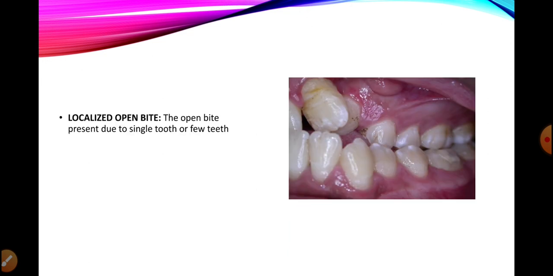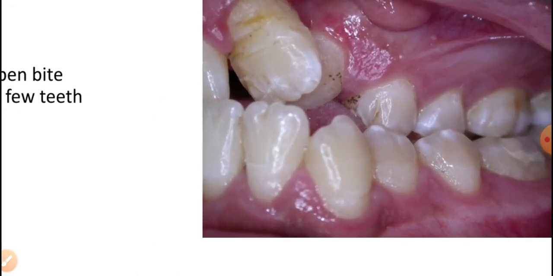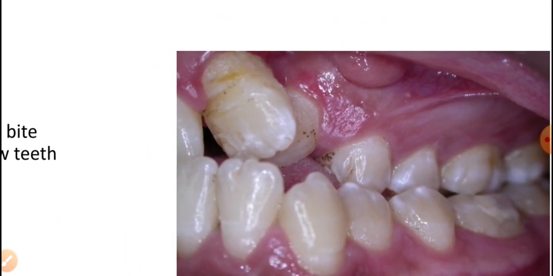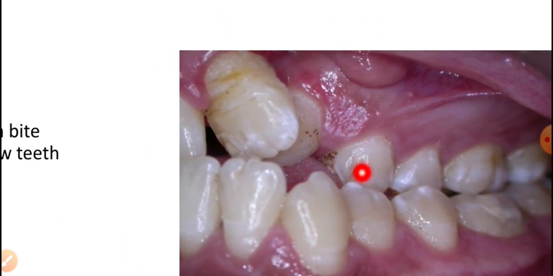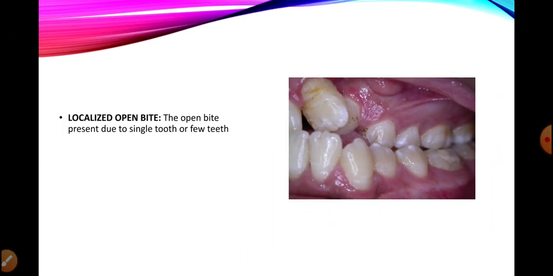So now we will be talking about the localized open bite. As the name suggests, if the open bite is present due to a single tooth or one or two teeth or a few teeth, then we will be calling it a localized open bite. As we can see here, there is no vertical overlap in this area of the canine. So this is a local area that is being affected by one or two teeth. So if the open bite is localized and it is caused by one or two teeth, it is known as a localized open bite.